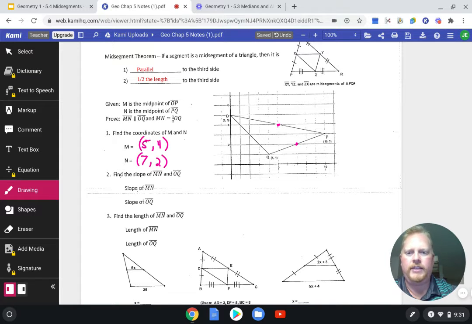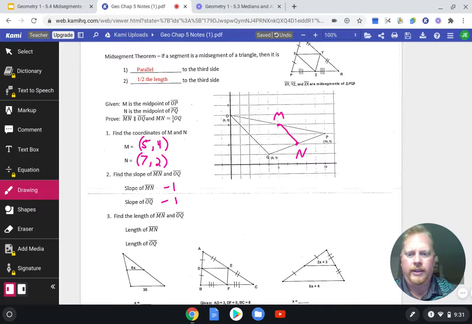All right, so it says find the slope. Okay, let's go ahead and draw that midsegment. And it says find the slope of MN and OQ. So the slope of MN, well, if I just count rise and run, it looks like I'm going -1. And the slope of OQ looks like if I count the rise and the run, I'm also getting -1. So the two slopes are the exact same, so that's proof that the midsegment and the third side are parallel.